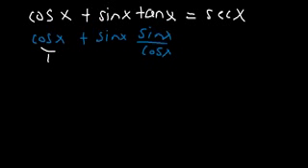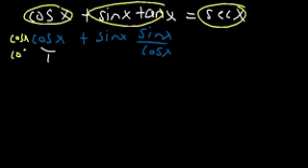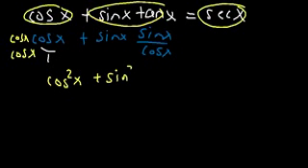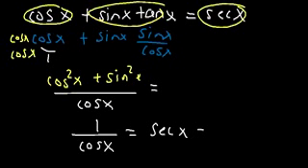Now notice that we have two terms on the left. This is one term, that's one term. And we only have one term on the right. Whenever you want to go from 2 to 1, you want to get common denominators. So we're going to multiply this side by cosine over cosine. So what we have here is cosine squared plus sine squared divided by cosine, which we can put in one fraction now. Cosine squared plus sine squared, that's an identity, is 1. That's something you have to know. So 1 over cosine is secant x. So secant equals secant, it's been proven.